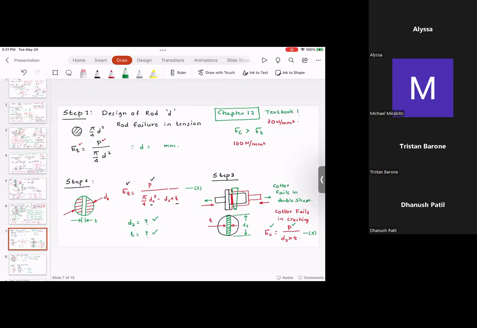Okay. Again, time for a break. So we are going to take a break of 15 minutes, and then we will continue our discussion of the last topic of today's lesson, which is design of knuckle joint. So I'm gonna pause.